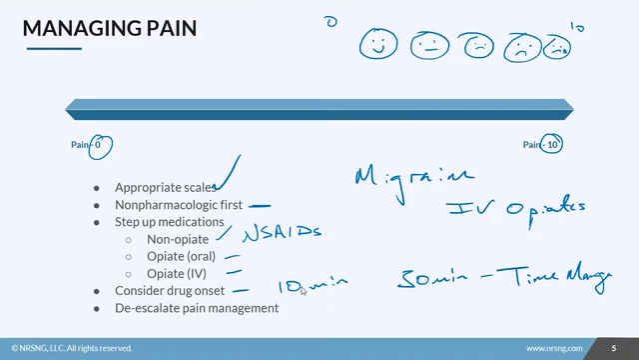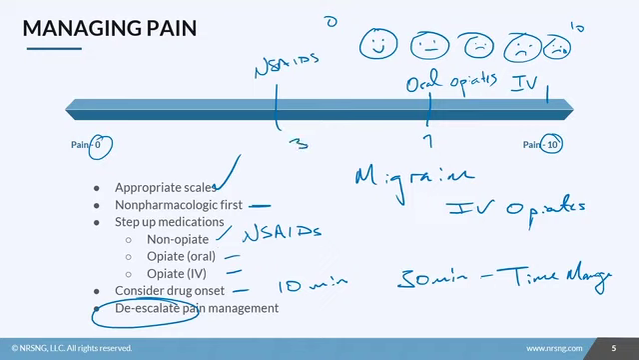The other thing you want to talk about is de-escalating. So let's say your patient's at a 10 and you're giving this IV medication. Well, you have to explain to them that they're not going to be able to go home on that IV medication. So you want to start implementing your oral opiates at, let's say, a 7. And then you want to start doing your NSAIDs down here at maybe a 3. And what you want to try to do is start stepping them down this way, because their pain thresholds are going to be better. They're going to have better pain control.